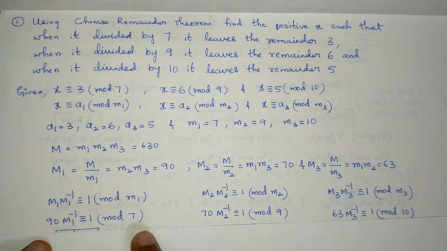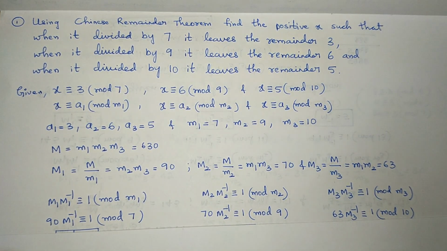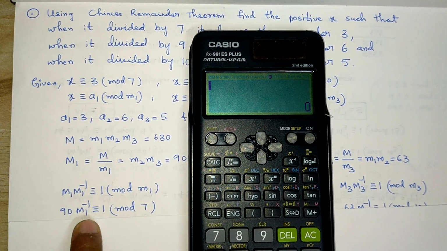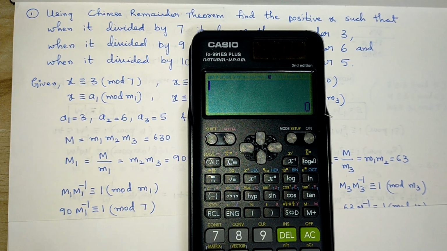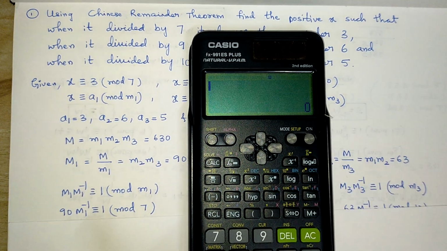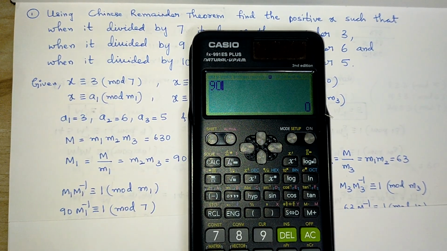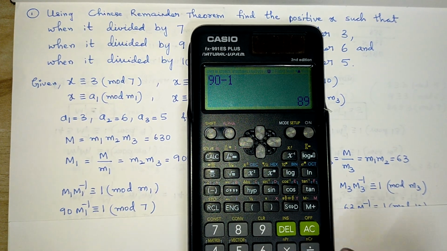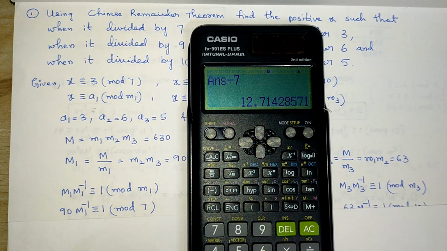You have to take the calculator and do it like this. Here we have 90 into M1 inverse congruent to 1 modulo 7. The very first thing is you have to start the value from 1. So let us substitute M1 inverse equal to 1. So 90 into 1, which is 90, minus 1, is that divisible by 7? Are you getting an integer? No. So it is not divisible by 7.